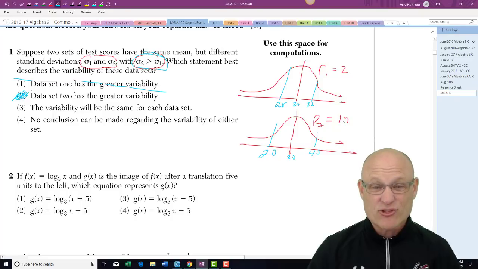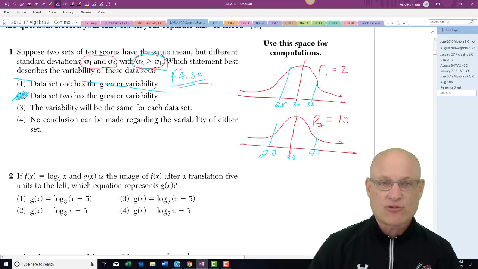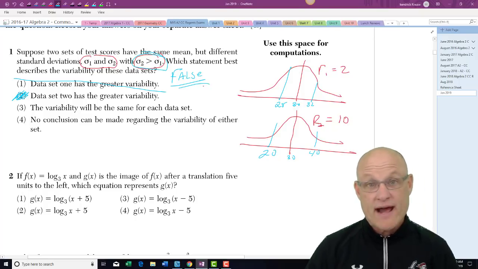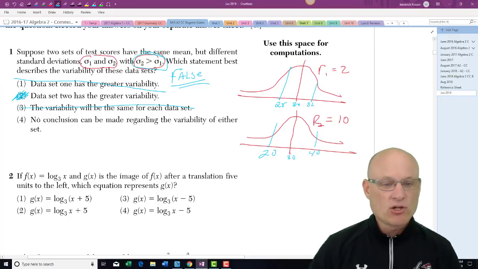But let's check the other answers just to make sure. By the way, did we look for the word false? New York State likes to work in the word false in there all the time. Or not true, or incorrect, or untrue, or not untrue. The variability will be the same for each data set. Nope. No conclusion. So definitely number 2. Simple problem. There it is.